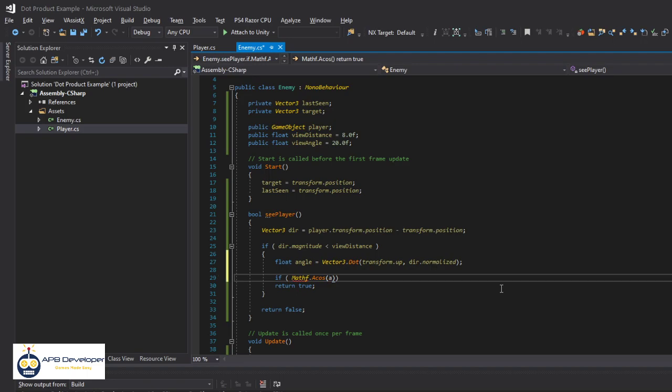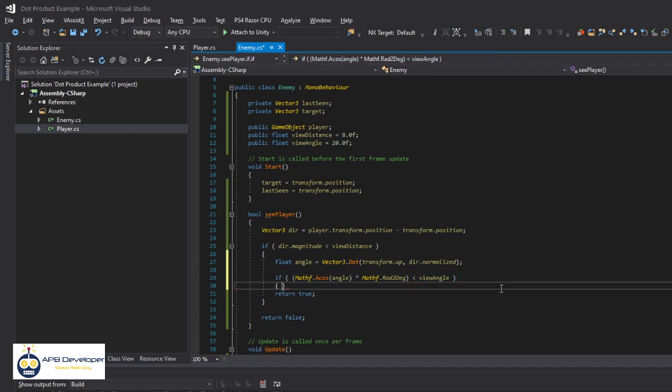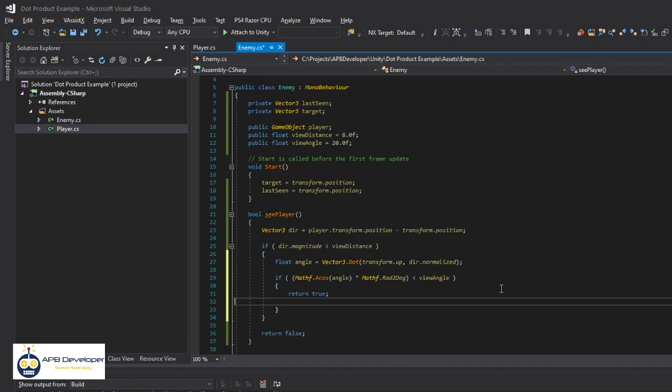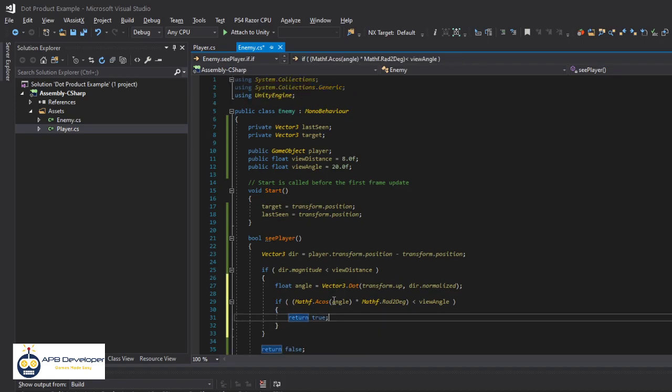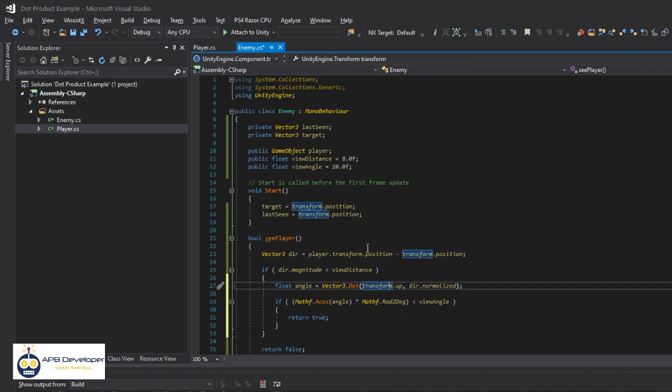I'll use ACOS. We can take the ACOS of the angle, because we want to know whether it's between ours. At the moment it's the cosine of the angle. ACOS will give us the angle. And we have to multiply it by radians to degrees, because we've stored ours in degrees, which we can do. If that's less than our view angle, at that point, we return true. So what we've done here is we've used the dot product to work out the cosine of the angle between our up and the direction.